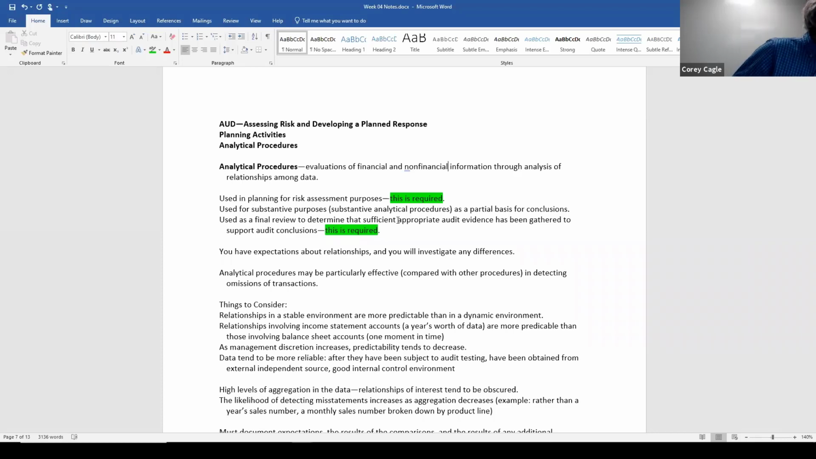So in analytical procedures, you are required to use it in the planning stage. Beyond that, you're also required to perform analytical procedures specifically related to revenue. Revenue is an automatic high risk of fraud area.